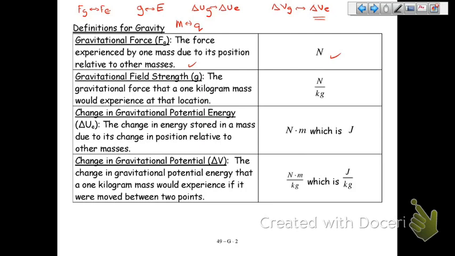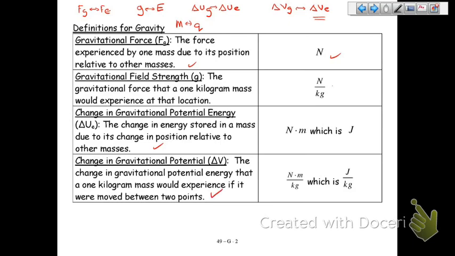And then we have change in gravitational potential energy, and we said that was the change in energy stored in a mass due to its change in position relative to the other masses. We move it relative to the Earth. We're doing work. We have a change in potential energy. We've been here before. And then the change in gravitational potential is the change in gravitational potential energy that a 1 kilogram mass would experience if it were moved between 2 points. Again, it's important to recognize you don't need the 1 kilogram mass to move. It's numerically equal to that value. The change in potential is between the 2 points. Change in potential energy is between a mass moving between the 2 points. Change in potential is between your mind going between the 2 points.